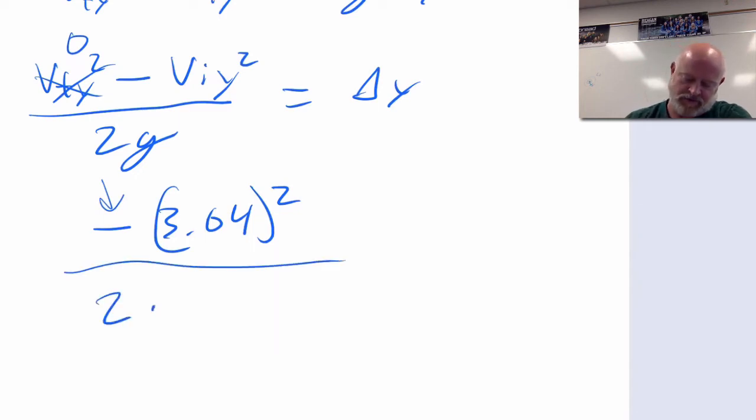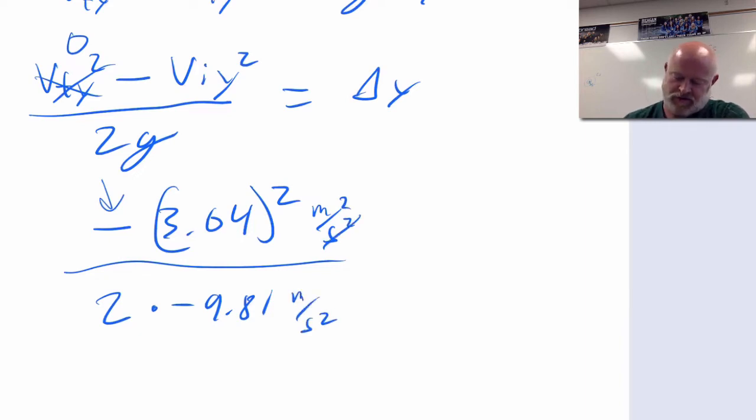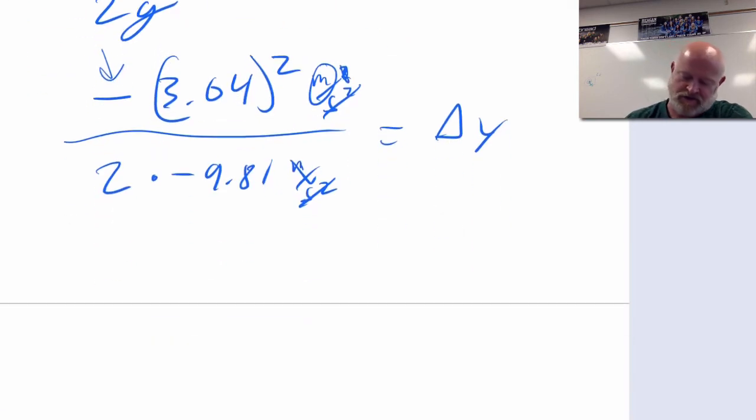Divided by 2 times a negative 9.81. We want this because we want delta y to be positive here. This is in meters per second squared because it's a squared value. So second squared will cancel out, one of these meters will cancel out, and I'll end up with meters as my label here to solve for delta y.